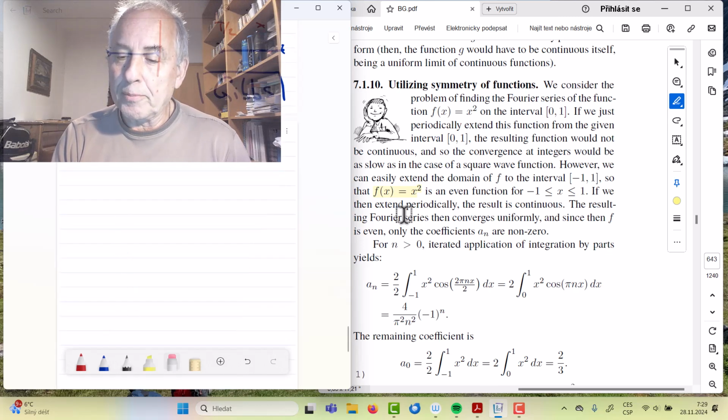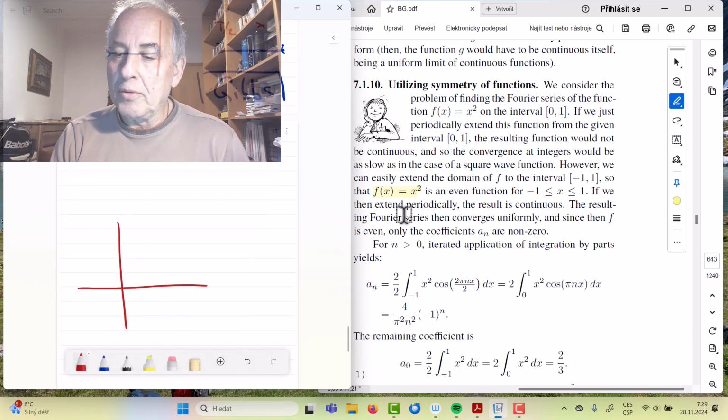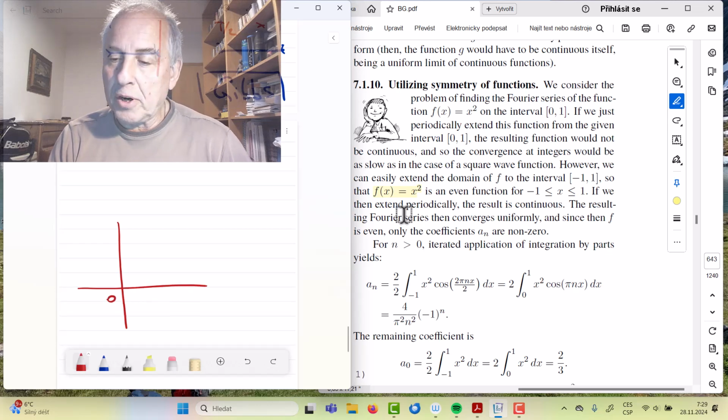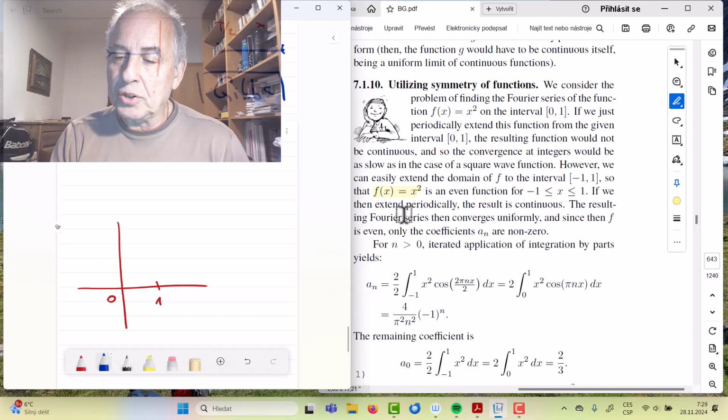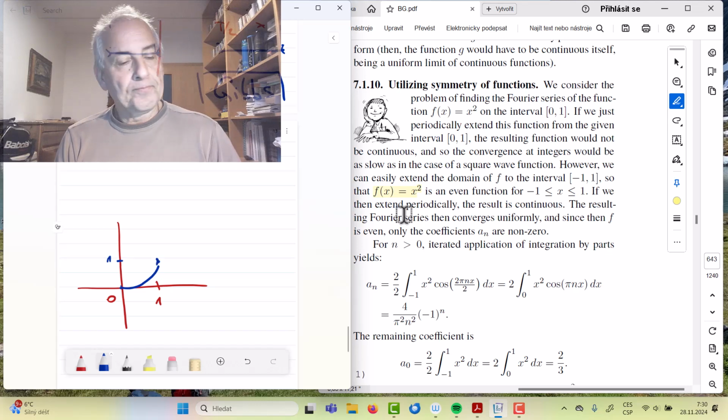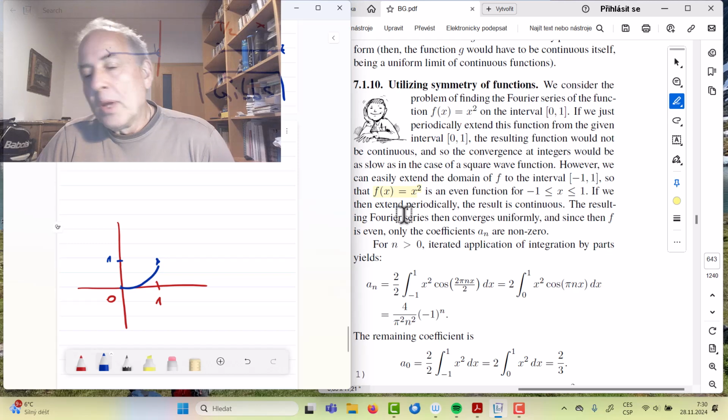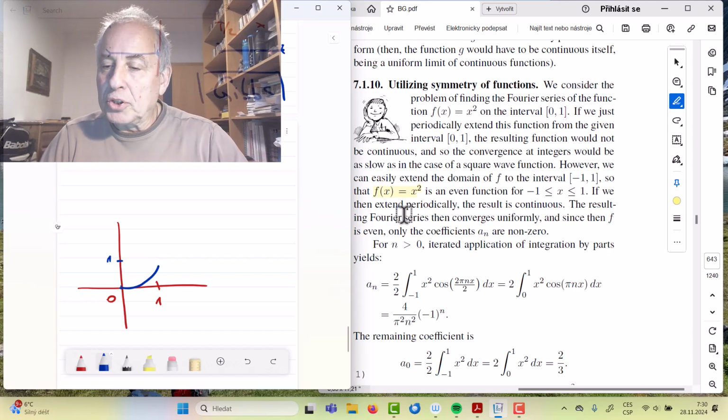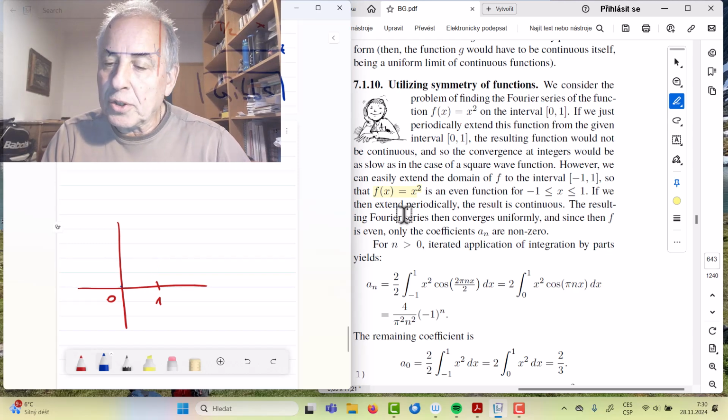So we have 0, we have 1, and we have the function x squared. So x squared will look like this. This is again 1, right? Not a very nice picture, so let me do it again. So it will be like this. So here is 1, right?